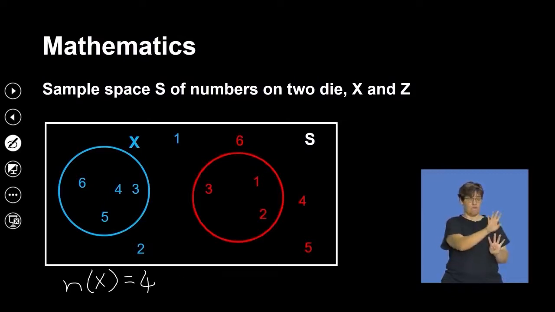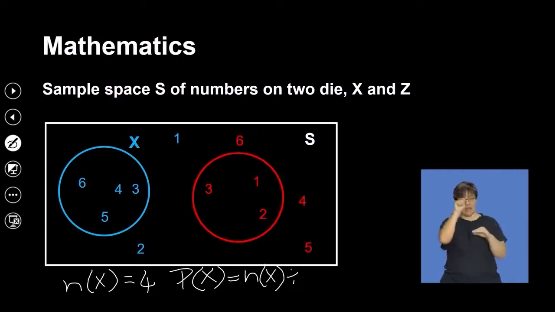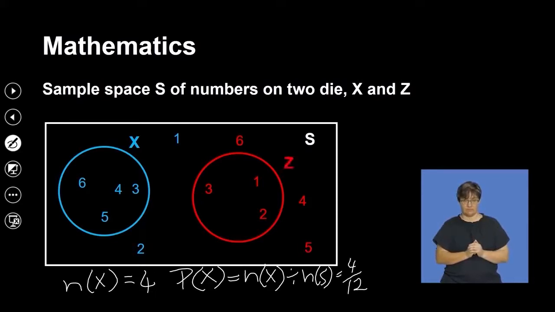And what's the probability? Well, the probability of winning here is the probability of X, which is going to be the number in X divided by the number in the sample space. And if we do that, we'll recognize that is going to be a value of 4 out of 12. Okay, let's see if we've got that.